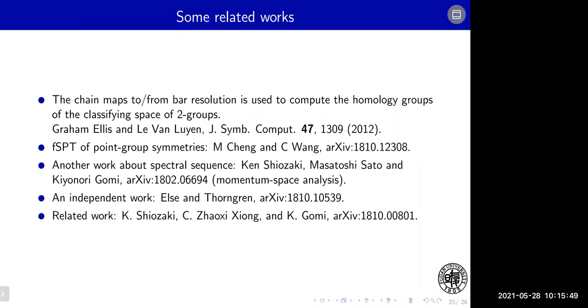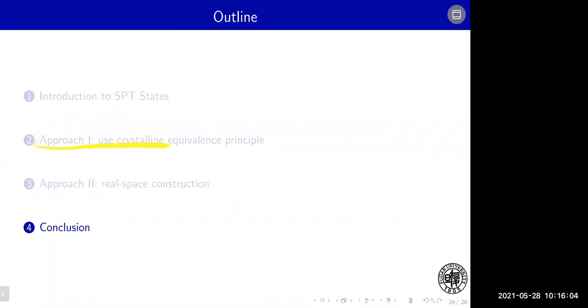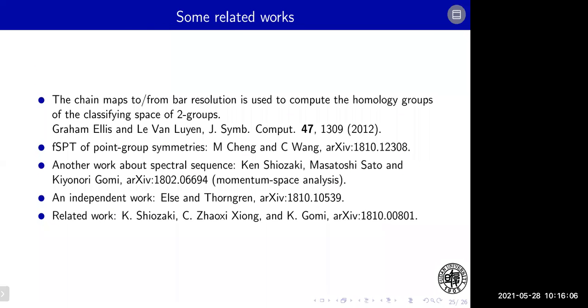So let me list some related works. For the second part, there's an independent work by Else and Thorngren. And also, I would like to mention that for the first part, the same algorithm was also used by mathematicians to compute some cohomology groups of groups.